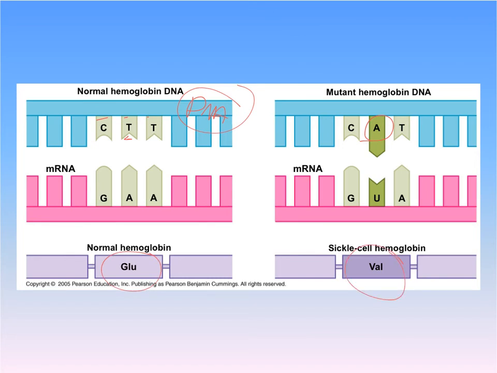Valine is hydrophobic. Glutamic acid is hydrophilic. And you can imagine that hemoglobin, which is in the blood, and you know how aqueous our blood is, that will completely change the shape of the protein, making it function incorrectly.